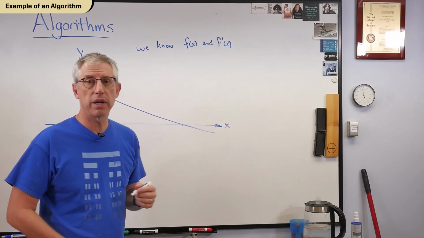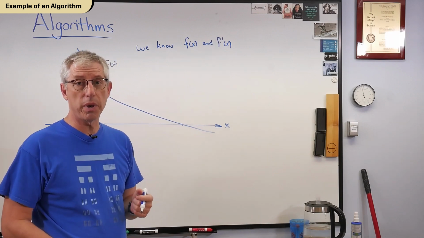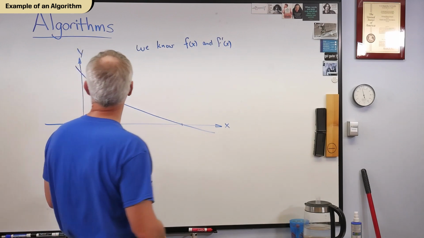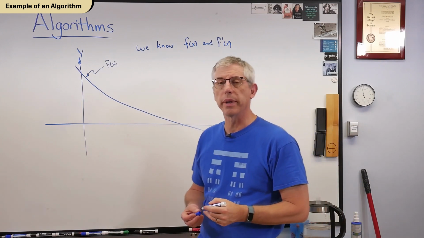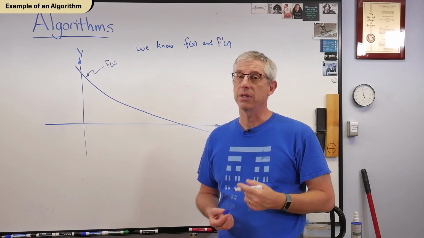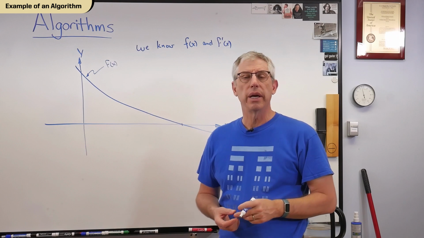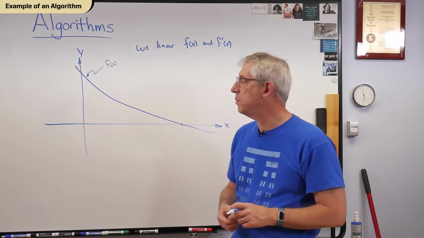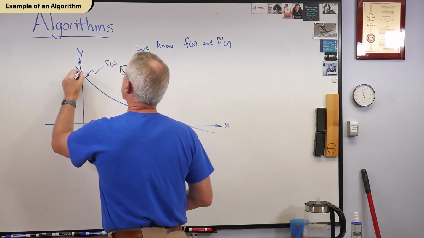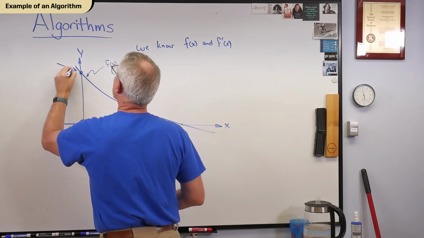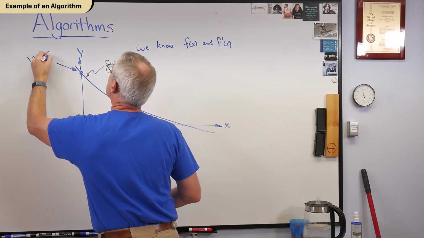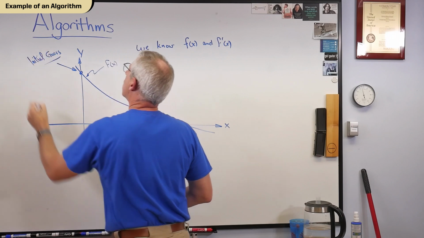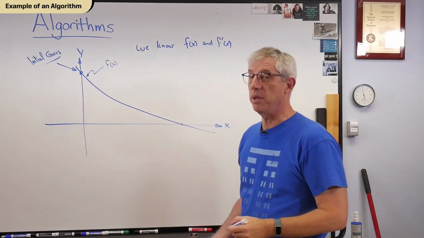So we know f of x and f prime of x, so we can find the slope at any point along with the function value. Well, we need a starting point. Now, many algorithms, I want to say most probably, need a starting point, an initial guess. Doesn't have to be very good, but there needs to be one. Well, let's just say we start right here. Okay, that's the initial guess. Well, doesn't have to be very good. This one isn't very good.